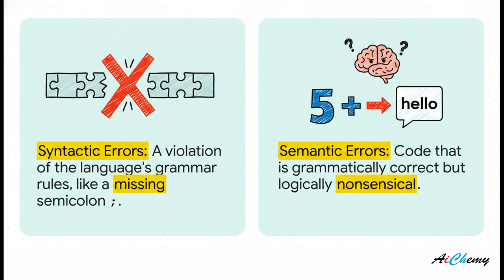But on the right, that's where it gets interesting. Semantic errors. Here, the grammar is flawless, but the meaning is just off. The classic example? Trying to add the number 5 to the word cat. The structure is fine, but the idea itself makes no sense.